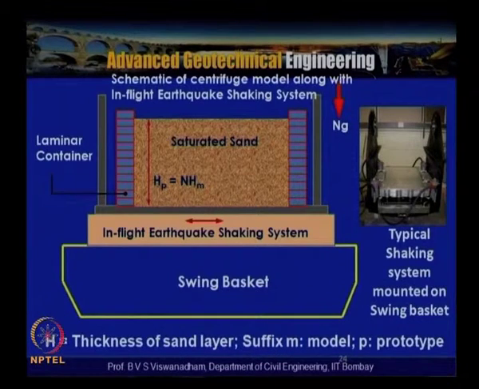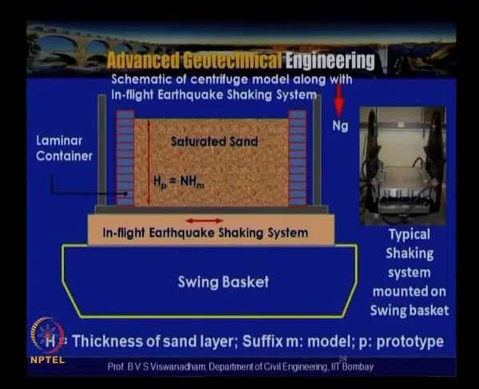Here a typical saturated sand with an appropriate pore fluid is shown. One of the other requirements of the earthquake shaking system is that the container has to be different. We actually have two types of containers: one for the static test, the other for the dynamic test. In the case of dynamic tests, with recent evolution, laminar containers have evolved and are used. We are going to discuss why the laminar container is required for seismic centrifuge experiments.